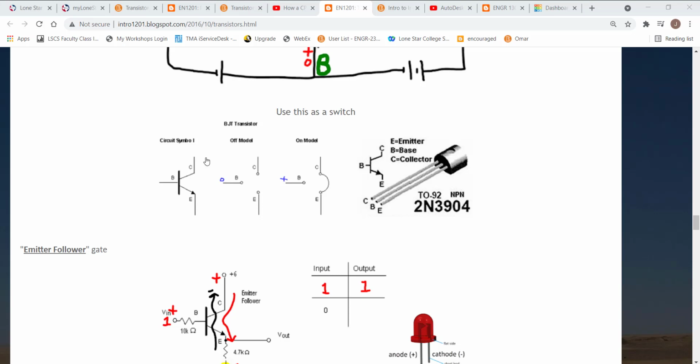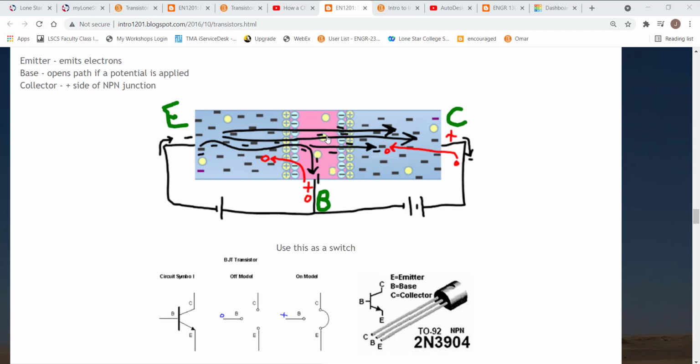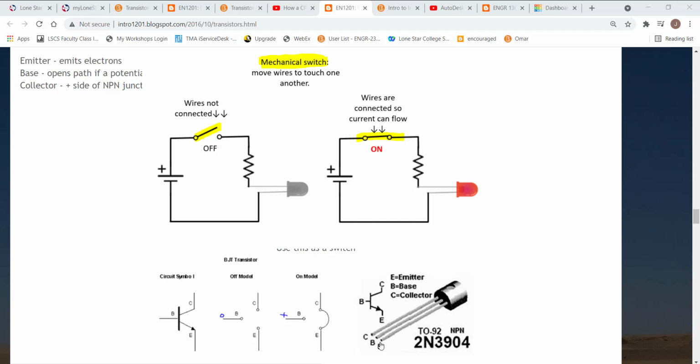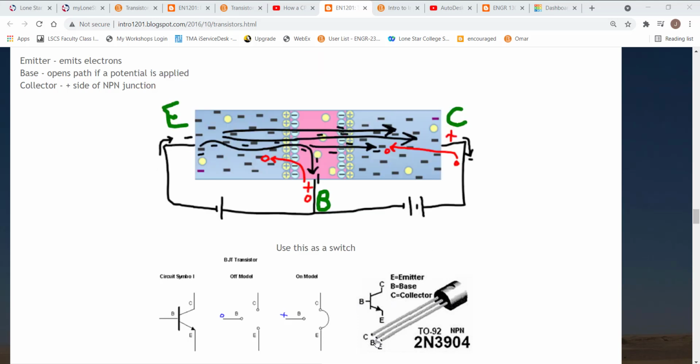Okay, so this is the symbol for a transistor. You can see there's 3 legs. The base, that is what is coming in to the center. And depending on what's coming into the base, that's going to determine if the collector and the emitter are connected or not. So in a traditional switch, you would just touch 2 wires together. It would be like touching the emitter to the collector together. But for this one, you're not actually moving those wires to touch one another. You're just putting a signal into this center base.